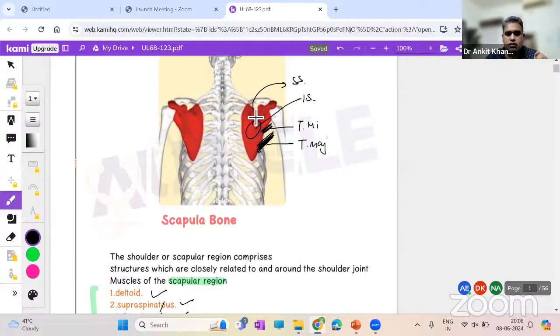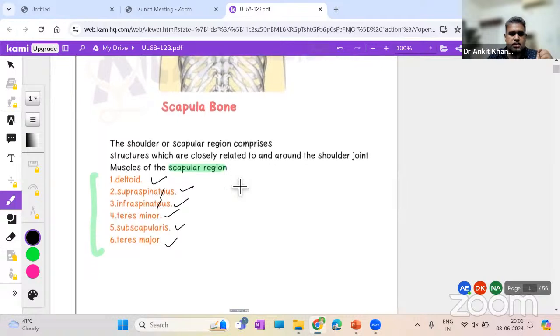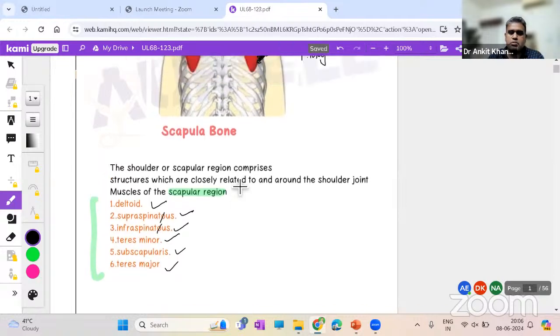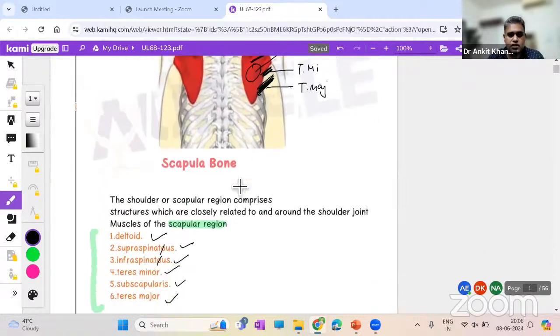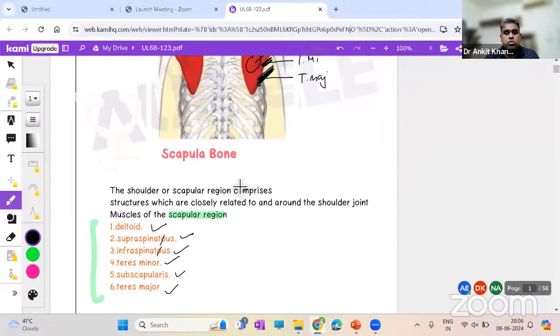Deltoid is a huge muscle, and it will come from the lower crest of the spine of the scapula plus the lateral border of the acromion process. So from here the deltoid will come. The other muscle, which one? Subscapularis comes from the anterior costal surface. This is done in the bone part.